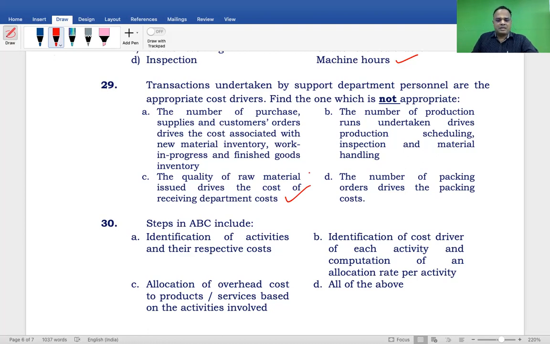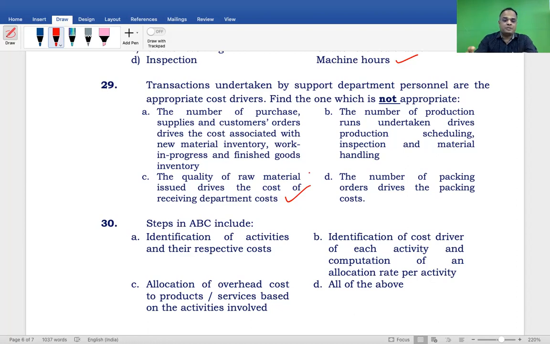Next, steps in ABC includes, you know the steps. What are all the steps there? Identification of various activities, classification of activity into primary or supporting, compute cost pool for the activity, transfer the supporting activity cost to primary activity, compute cost driver. Based on the cost driver, we have to allocate the cost to the respective department. Right? Good.